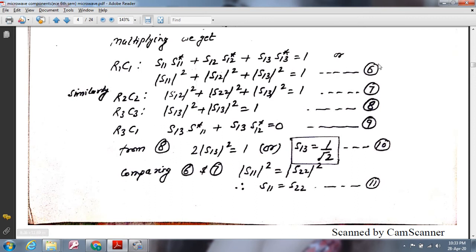Now if we compare equation 6 and 7, this is equation number 6 and this is equation number 7, we see only 2 elements are differing. That is, here S11 is different and here S22. So comparing these two, we can say S11 square equals S22 square, or from here we get S11 will be equal to S22.